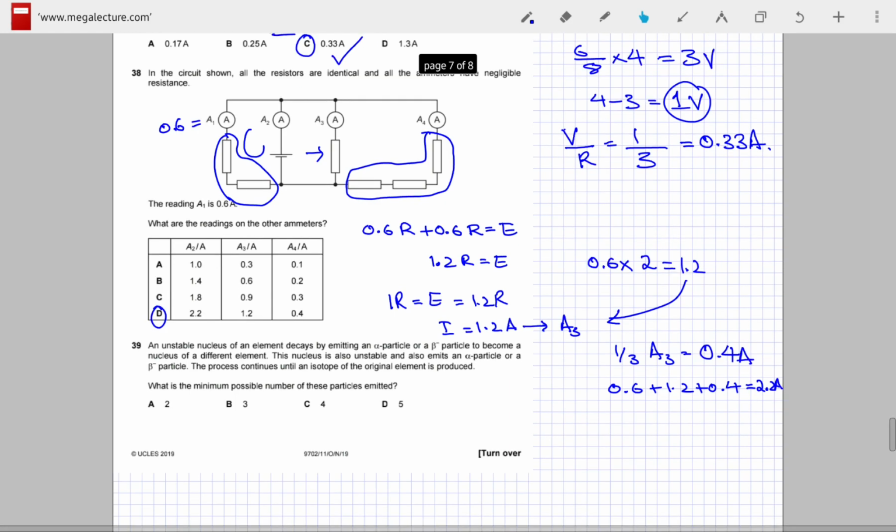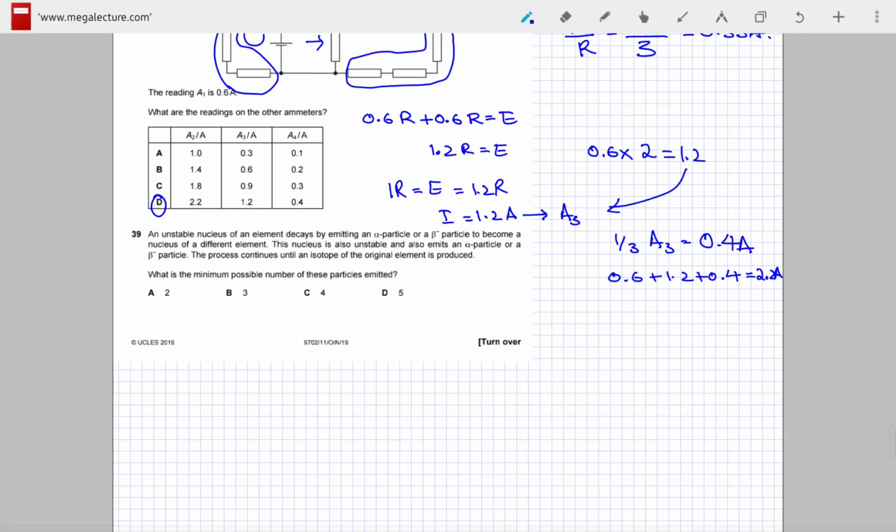We'll have to do some working, so let's get some space. Let's suppose that the unstable nucleus has some mass number A. So this is for the unstable nucleus.